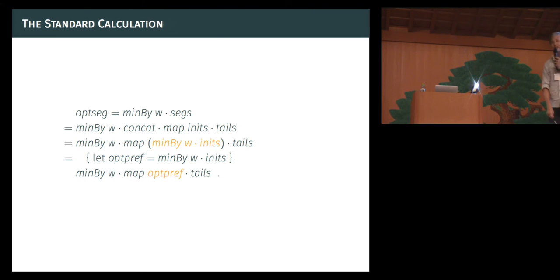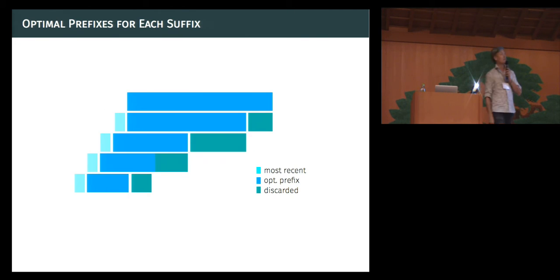That's, given a list, compute an optimal prefix with respect to the cost function W. So from here we learn that the computation of an optimal segment can be carried out by computing optimal prefixes for each suffix. And so I'm going to give the name optpref, for optimal prefix, to min by W after inits. So the computation may be carried out in something like this way.